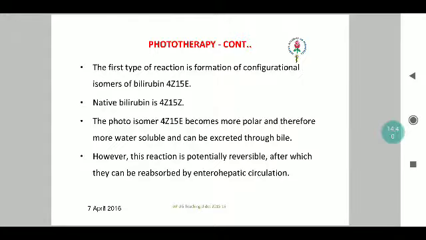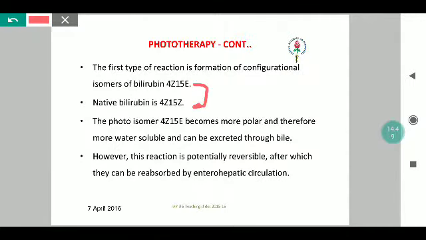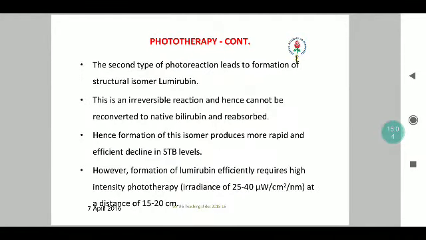The first change which occurs is the configurational isomerization of bilirubin to the 4Z,15E form, and we know that there are E and Z isomers. The native form is Z, but it gets converted to E. The E form is more polar and therefore more water soluble, and thus gets excreted out easily. But it's important to note that this reaction is reversible, so there can be a risk of reabsorption through intrahepatic circulation, so it's important to continue phototherapy as long as needed.